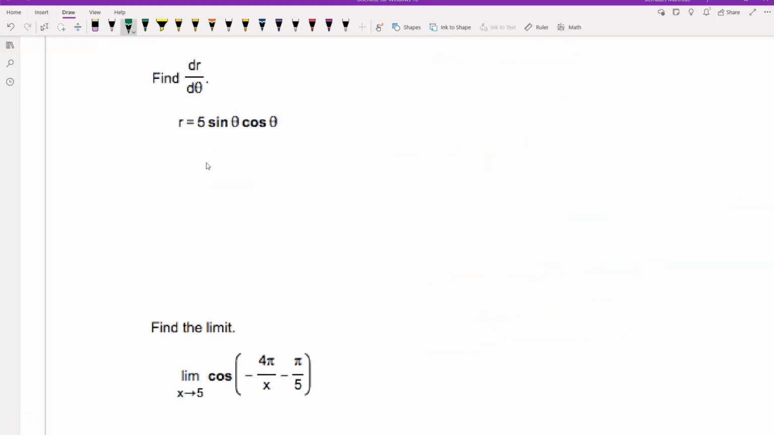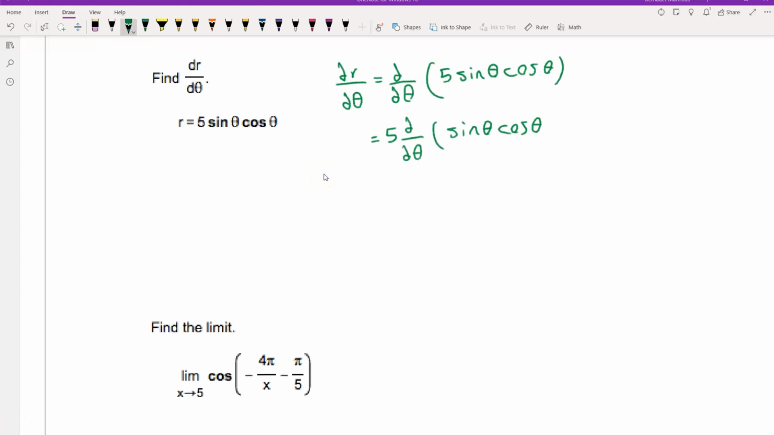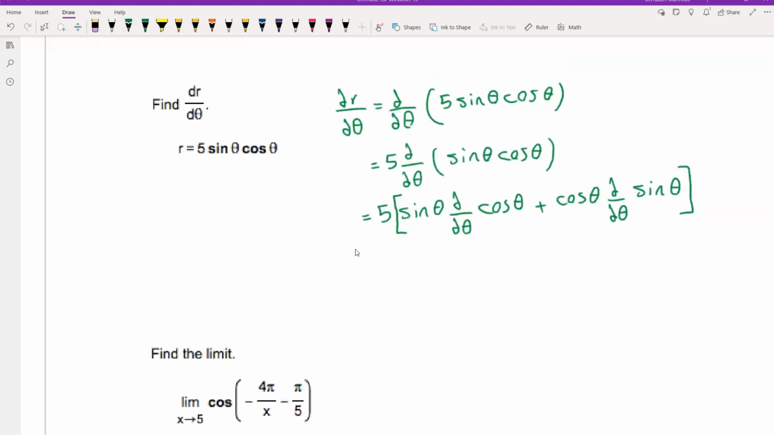Find the derivative of r with respect to theta. r is 5 sine theta cosine theta. The derivative of 5 sine theta cosine theta with respect to theta is equal to 5 times the derivative of sine theta cosine theta with respect to theta. And this is equal to 5 times sine theta times the derivative of cosine theta, plus cosine theta times the derivative of sine theta.